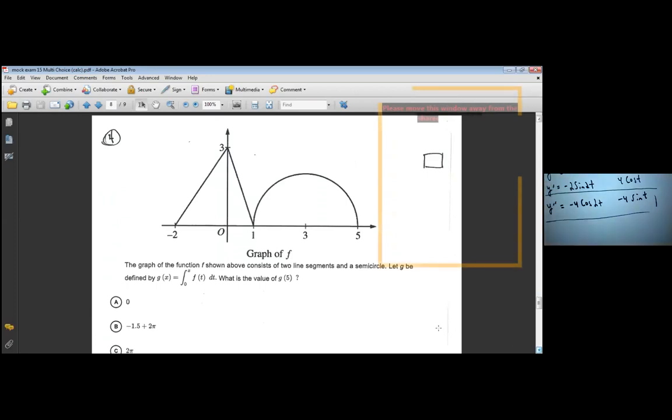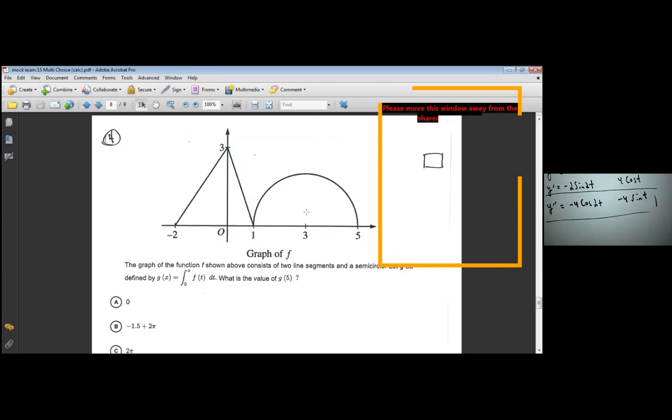The graph of the function shown consists of 2 segments and a semicircle. Let G be defined by all this. What's the value of G of 5? So G of 5 would be the integral of this from 0 to 5. So we want the area from 0 to 5. So what do we get here?